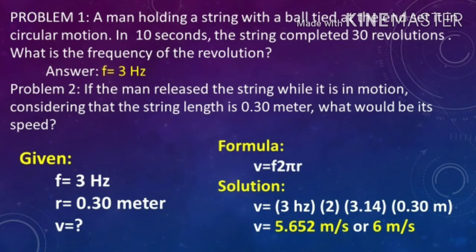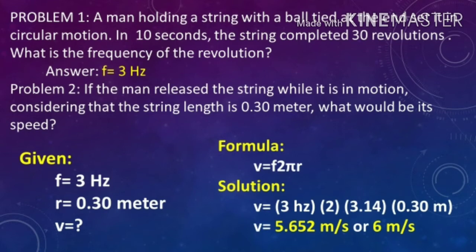We will include problem 1, which we solved a while ago. In problem number 1, we are asked to find the frequency of revolution, and our answer is 3 Hertz. In problem number 2, if the man released the string while it is in motion, considering that the string length is 0.30 meter, what would be its speed?